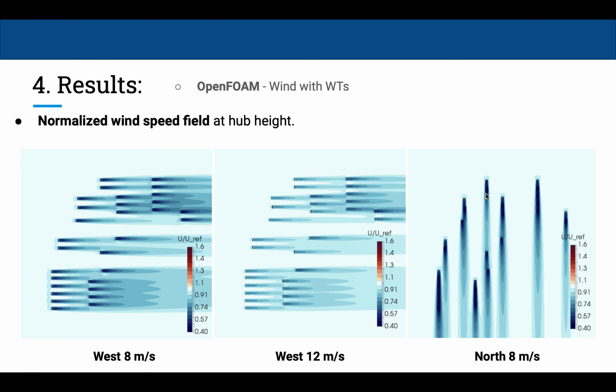When the alignment of the wind turbines occurs, and this happens when the wind is blowing from the north, we can observe a very strong wake impact, and this will lead to a very important reduction in the power production.